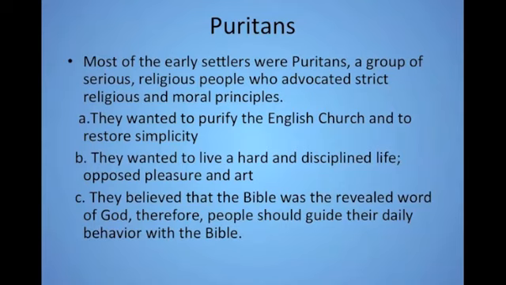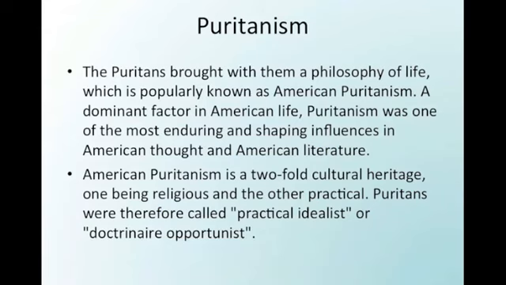Most of the early settlers were Puritans, a group of serious religious people who advocated strict religious and moral principles. They wanted to purify the English church and to restore simplicity. They wanted to live a hard and disciplined life, and opposed pleasure in art. They believed that the Bible was the revealed word of God, therefore people should guide their daily behavior with the Bible. The Puritans brought with them a philosophy of life, which is popularly known as American Puritanism.